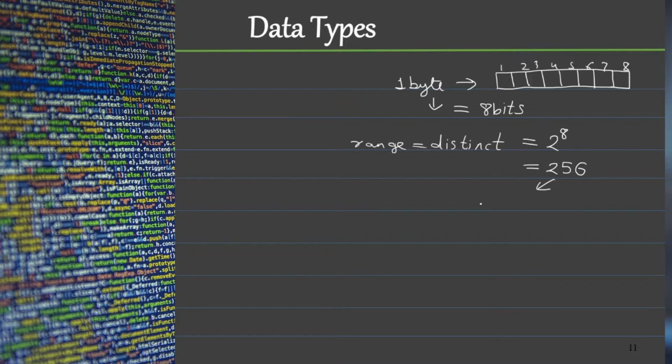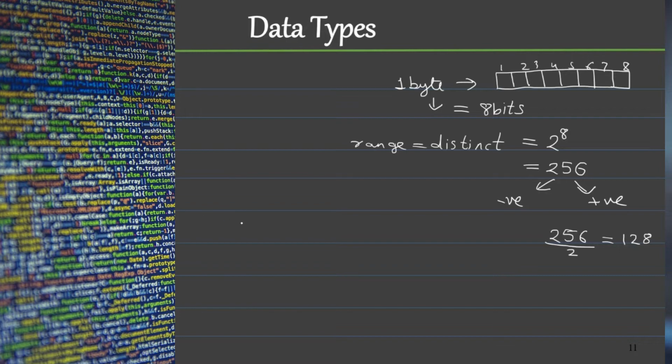But in 256 we have negative also, and we have positive also. So it's tricky. How can we store negative values, and how can we store positive values? For that, what we would do is divide 256 by 2, because half of the distinct values we are giving to negative, and half of the values we are giving to positive. If you divide 256 by 2, that will come out as 128. So on the negative side we can have 128 values, and on the positive side we can have again 128 values.